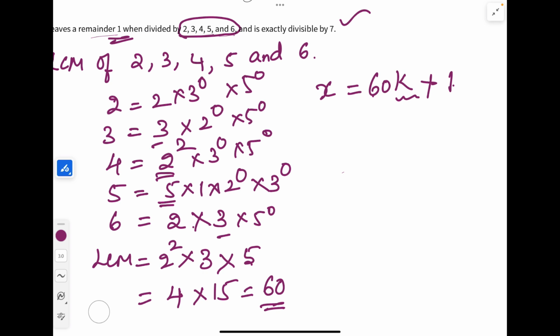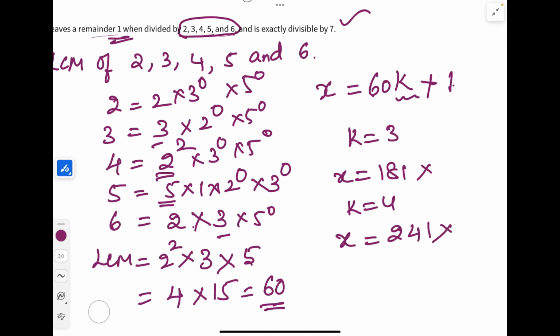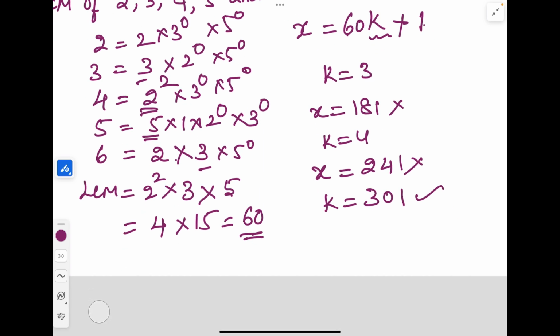Like that, you please check. Let us put k as 3. We will get x is equal to 180 plus 1 is 181. No, it is not divisible by 7. Next, I will put k as 4. We won't get many numbers, it is easy to get the answer, but you should be quick in calculation. X is equal to 241. Again, it is not divisible by 7. Next, let us put 5. 60 into 5 is 300. 300 plus 1 is 301. This is divisible by 7.